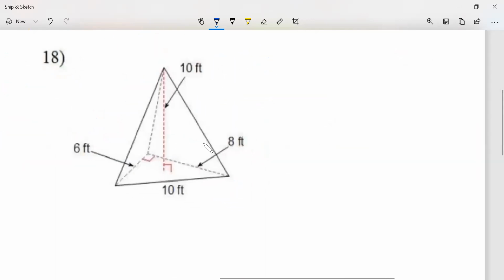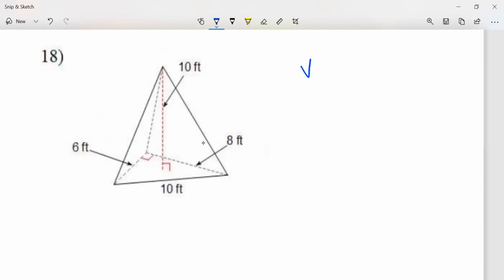Let's take a look at number 18. The volume of a pyramid or cone is going to be base times height divided by 3. The base is this triangle here at the bottom. I know I have to look at the 90-degree angle. I have to go 8 times 6 divided by 2.